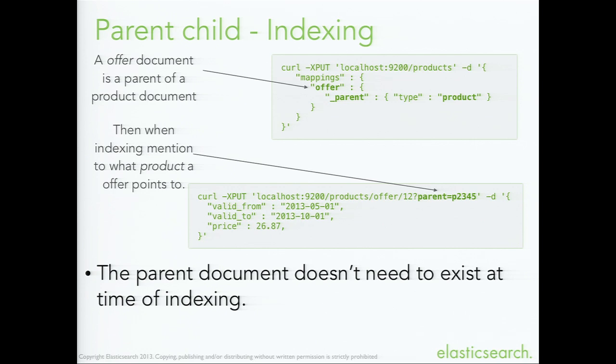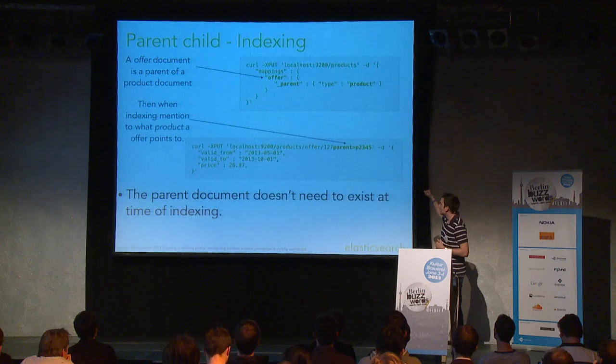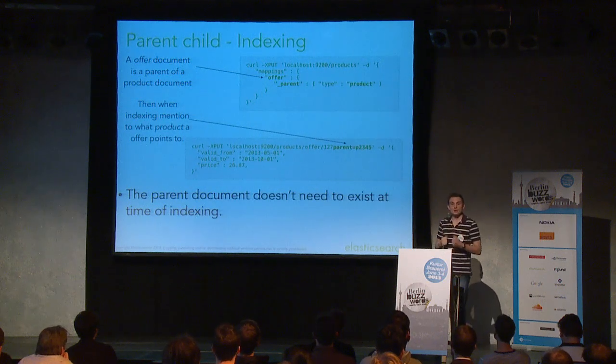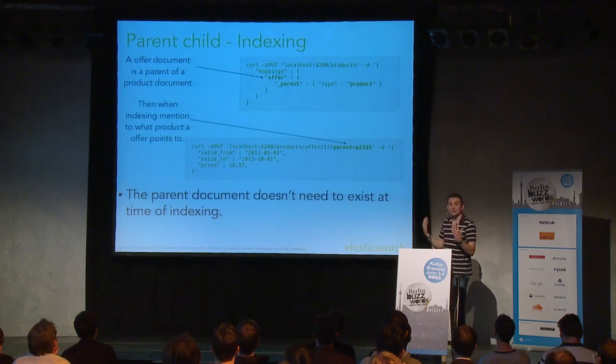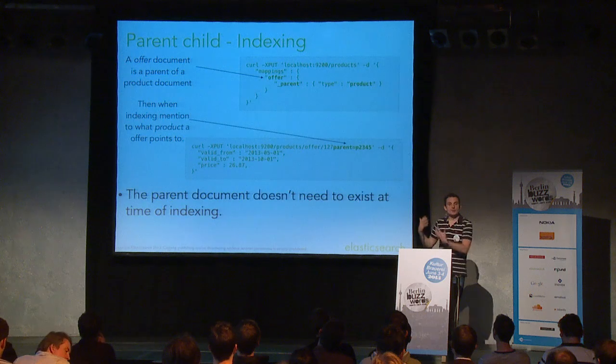Then at indexing time, which is the second snippet, this is an index request, if you're not familiar with it in ElasticSearch. You index into an index and into a type, and you provide an ID. But in this case, we also provide a parent ID, so that this offer, which is a child, will be routed into the same shard where its parent is. The request body is basically the document itself. We only have 3 fields here, so just a simple example. The parent document doesn't need to exist at the time of indexing child documents.